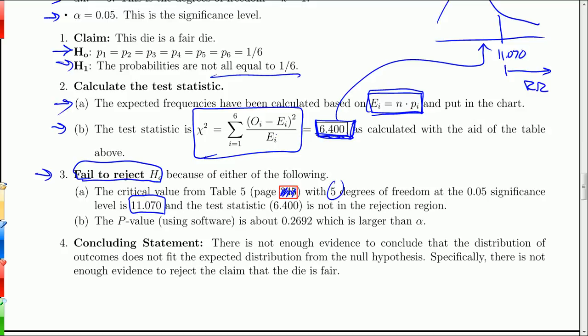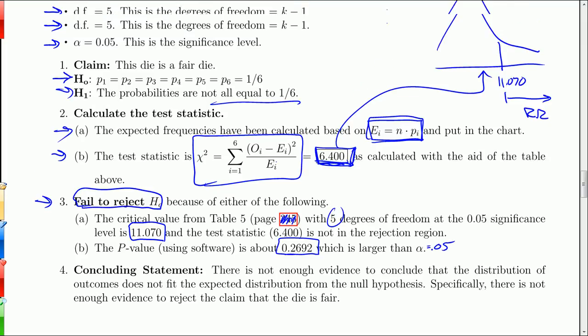If you use software, you get a p-value of 0.2692, which is larger than alpha, which is 0.05. So again, we fail to reject the null hypothesis by either method. And so let's take a look at what that means.